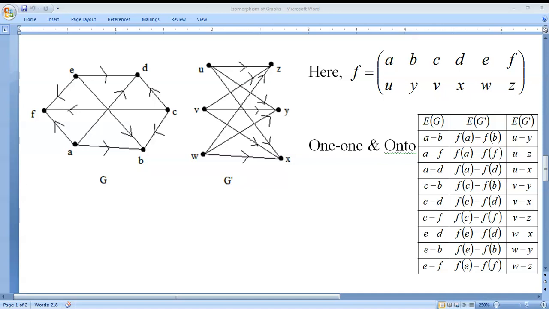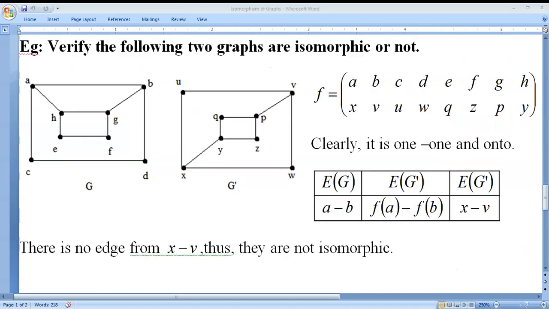So you need to check all the possibilities. So all the possibilities are shown in the table. Okay, since every edge in the first graph has f of u, f of v as an edge in the second graph, for every edge uv in the first graph, correspondingly f of u, f of v is an edge in the second graph. Since all the conditions are satisfied, hence the two graphs can be called as isomorphic to each other.